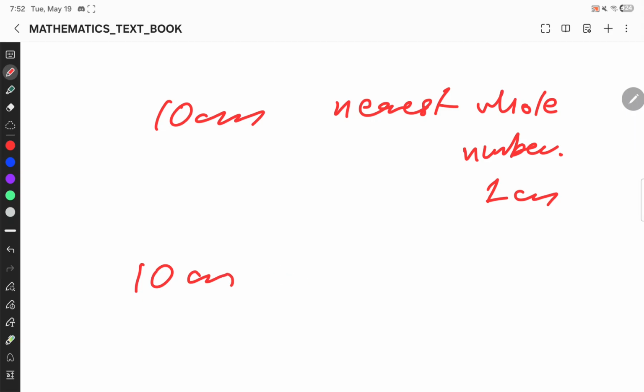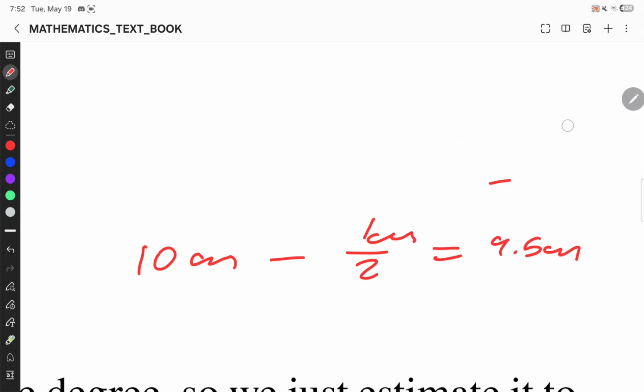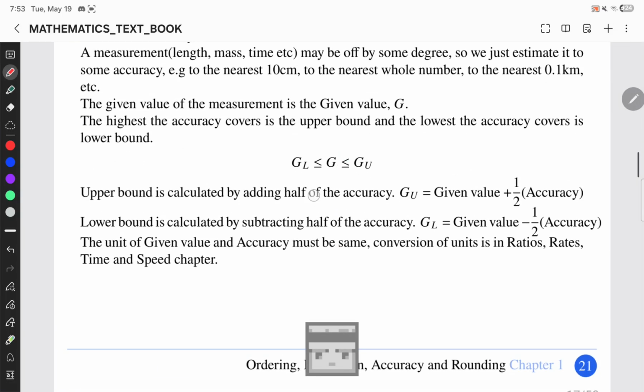Okay, so for example, upper bound. What is the upper bound of this measurement? You are going to add half of your accuracy. Add half of a centimeter, so it will be 10.5 centimeters. Subtract half a centimeter, you are finding the lower bound of this. So it will be, for example, 9.5 centimeters. Okay, the question will tell you what to do. Because otherwise how would it tell you to compute LB? It needs to tell you what to do in order for you to do that.